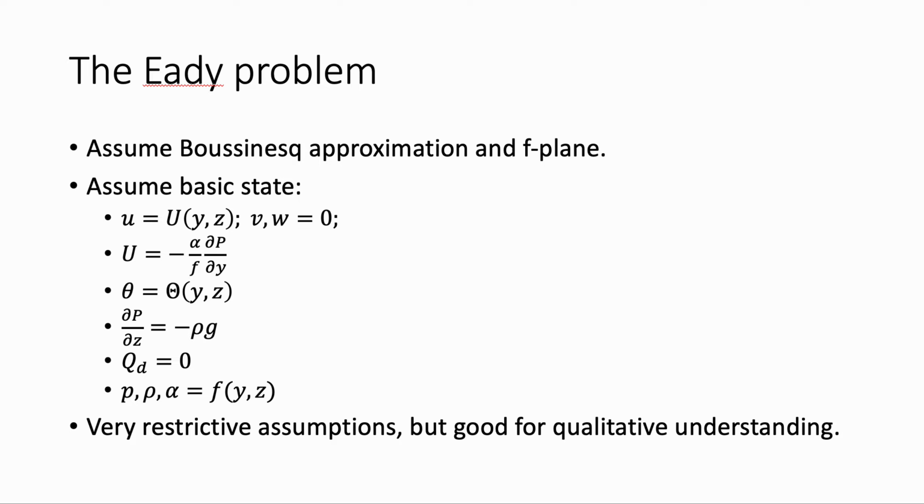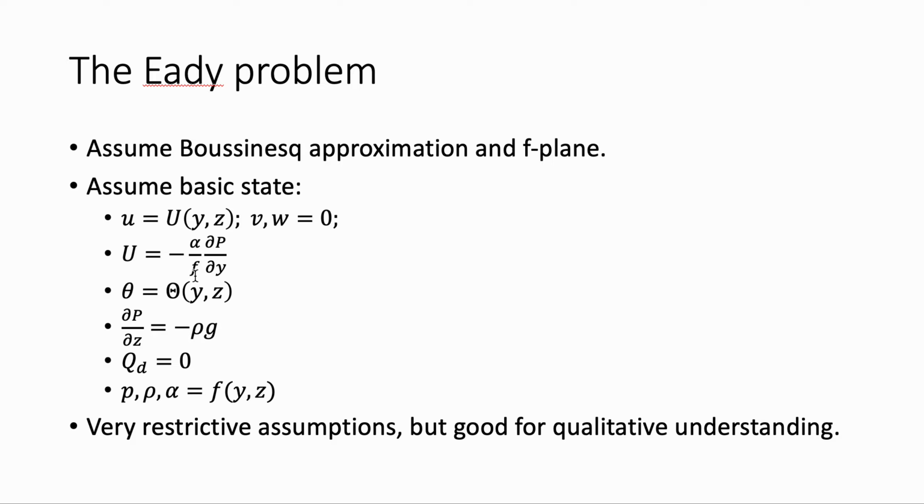So we're going to start and assume a Boussinesq approximation and an f-plane. F-plane means that the Coriolis parameter is held constant, and the Boussinesq approximation means that we're going to ignore density variations as long as they're not coupled to buoyancy. We're going to assume some kind of a basic state where we have some wind shear. So there's a background wind. The background wind is zonal, so there's no meridional, no vertical component.